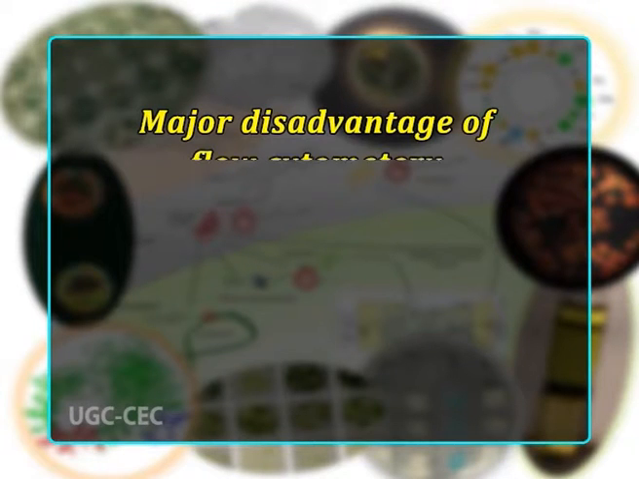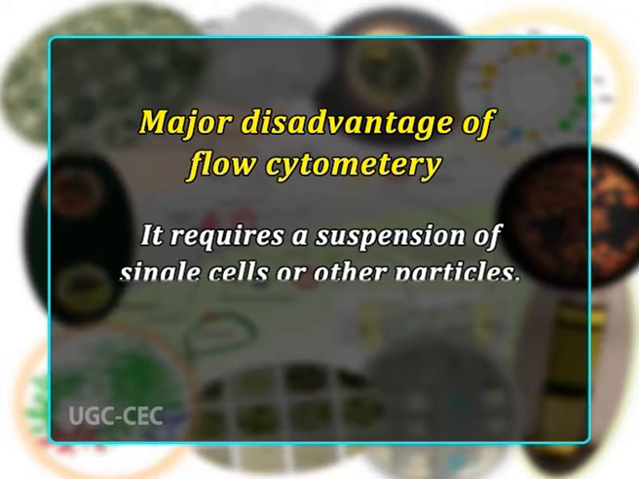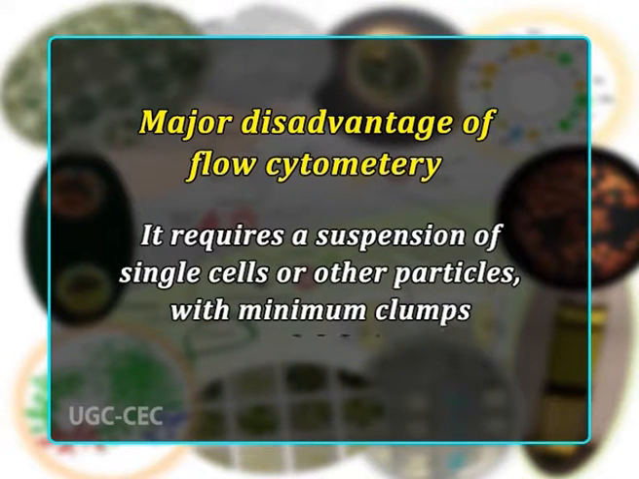The major disadvantage of flow cytometry is that it requires a suspension of single cells or other particles with minimum clumps and debris. This means that the tissue architecture and any other information about the spatial relationship between the different cells are lost when single cells or nuclei are prepared.